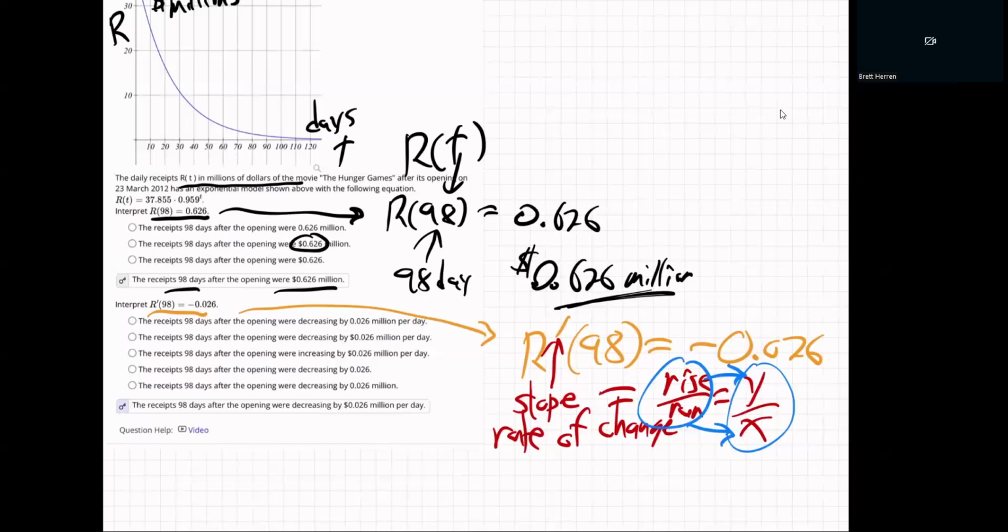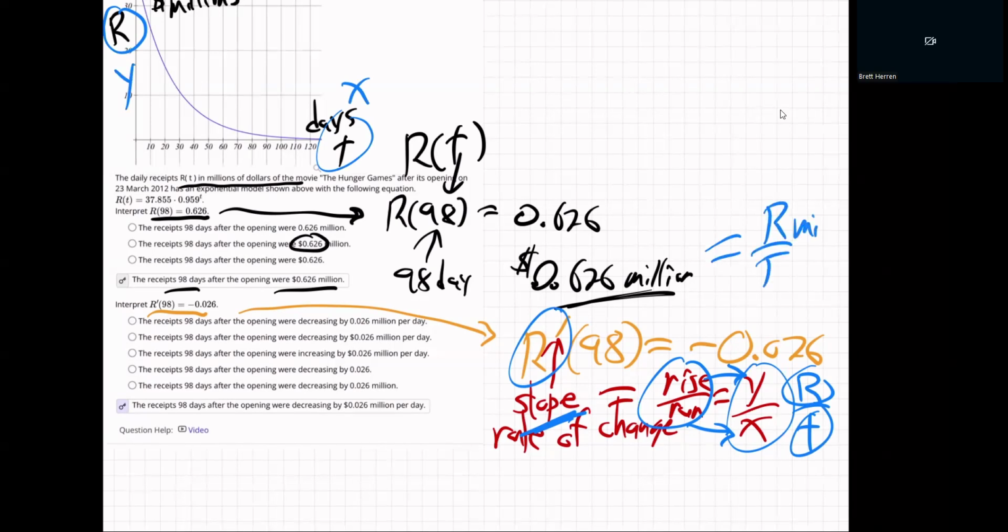So what's y in this case? Y is R. This is the y axis. X is T, which is days. So, in other words, the slope, which is R prime, is R over T. What does that mean? It's millions of dollars, because that's what R is, over days, or per day. It's millions of dollars per day. And notice it's negative, so it's decreasing 0.026 million per day.